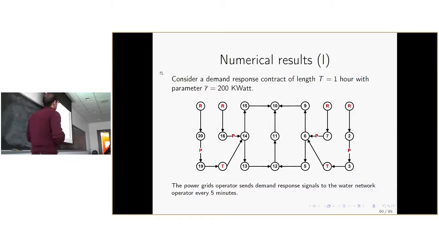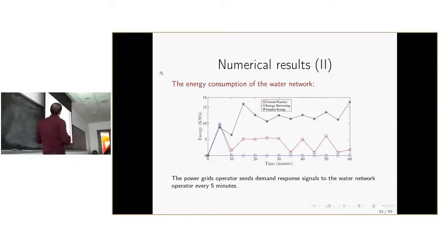Let's talk about the numerical results. So I consider this network. We have four reservoirs. We have four pumps here between 7 and 6, 2 and 7, also four pumps here. We have two tanks. We consider a demand response program. We assume that the grid operator is going to send a new demand response signal every 5 minutes. And because we do not have any data, this time we generate some random demand response signals.